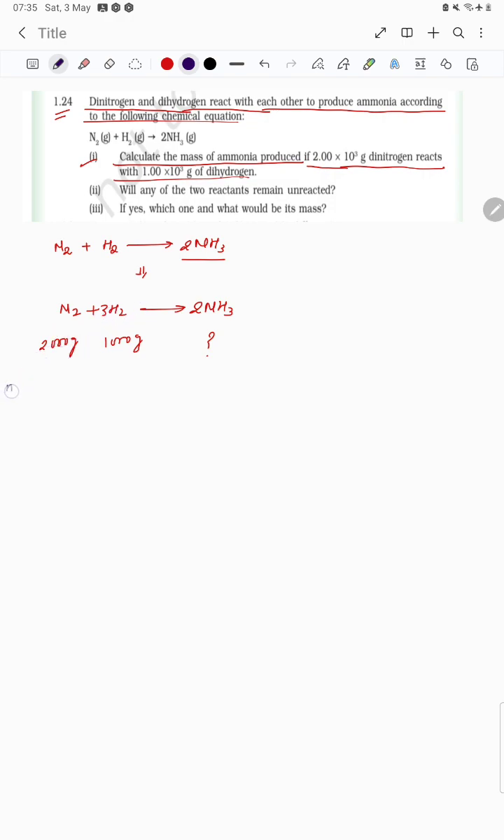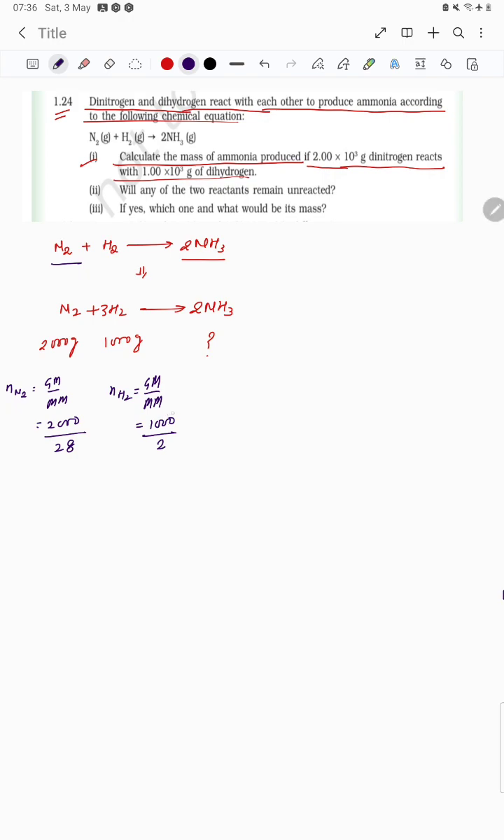So firstly we are calculating mole. Moles of N2 means gram mass over molar mass. Gram mass they have given 2000 and molar mass of N2 is 28. One nitrogen is 14, so 2 nitrogen is 28. Similarly, number of moles of H2 is gram mass over molar mass. So gram mass is 1000 gram and molar mass is 2. So dear students, you divide this and find out the number of moles.